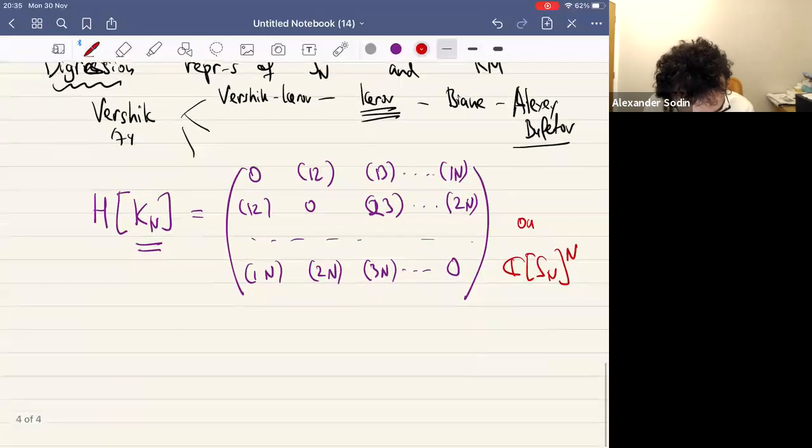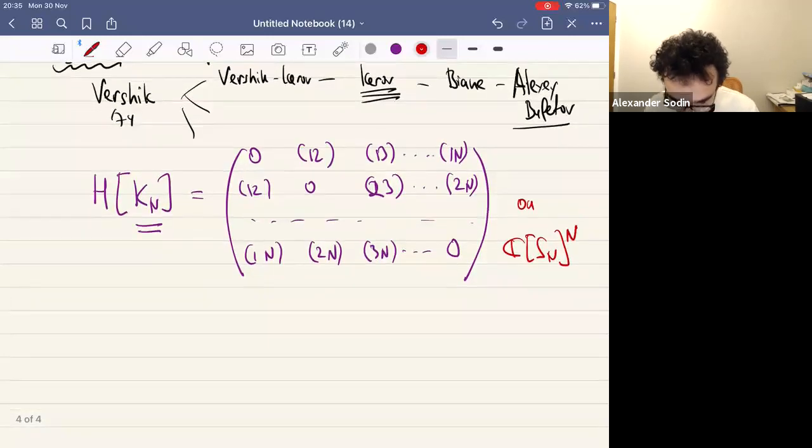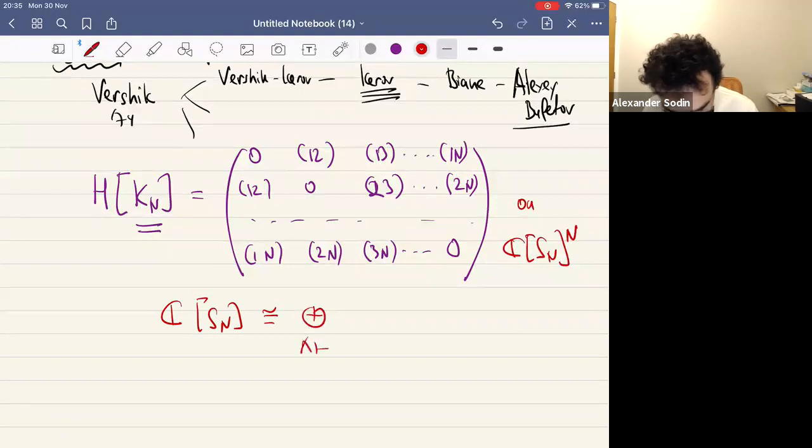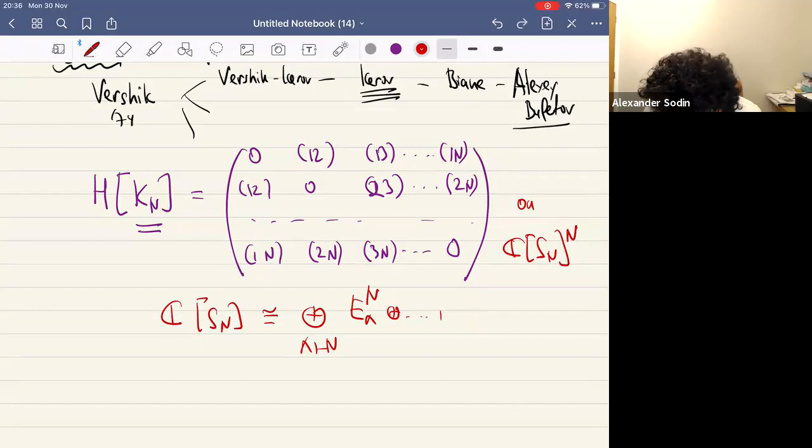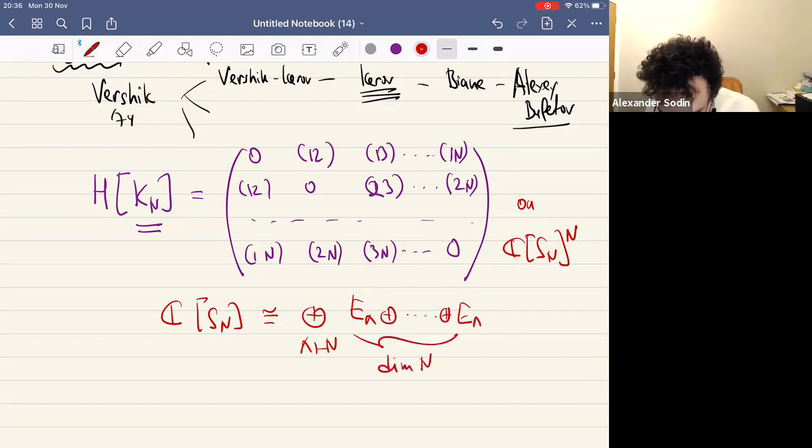So what we do now, we all know that the group algebra is decomposed into the sum of irreducible representations corresponding to Young tableau, where each representation appears as many times as its dimension, and accordingly we can raise all this to the power n.